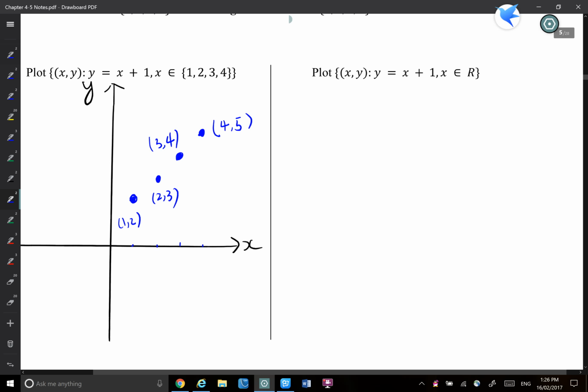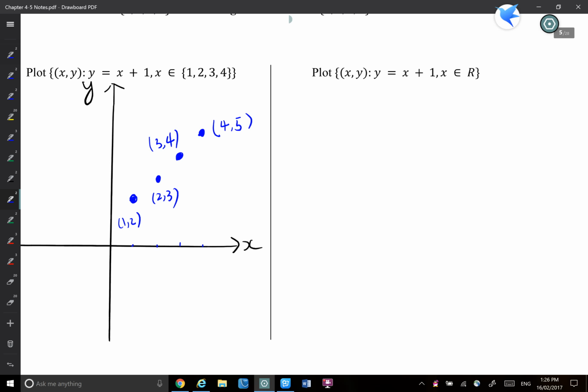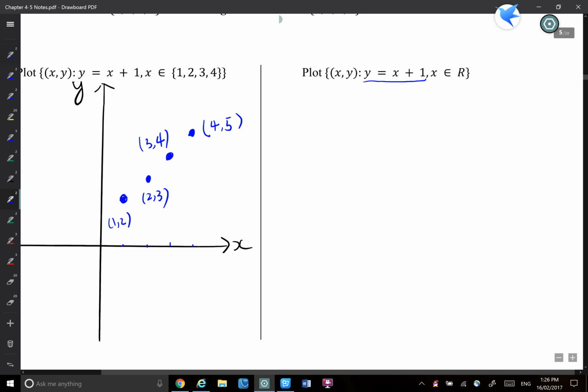Now let's compare those two. It's really similar. It's again a collection of ordered pairs (x, y). Any point on this graph will be an ordered pair. So it's a collection of (x, y) such that y equals x plus 1, where x belongs to R. What does x belongs to R mean? It means x can be anything. So that is the rule and that is the domain. Your domain is everything.